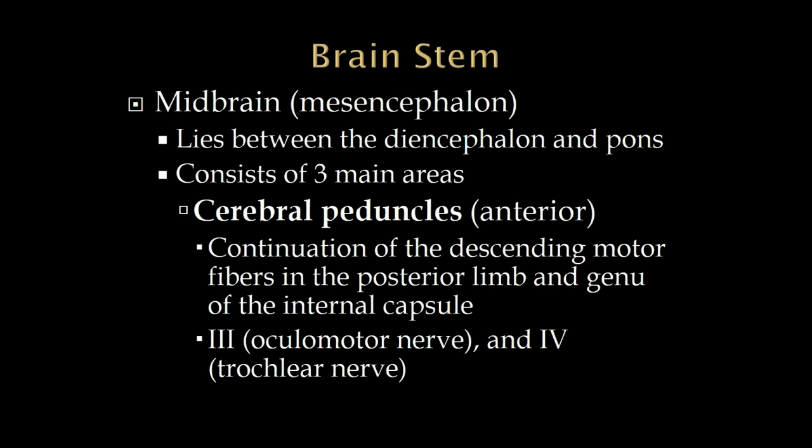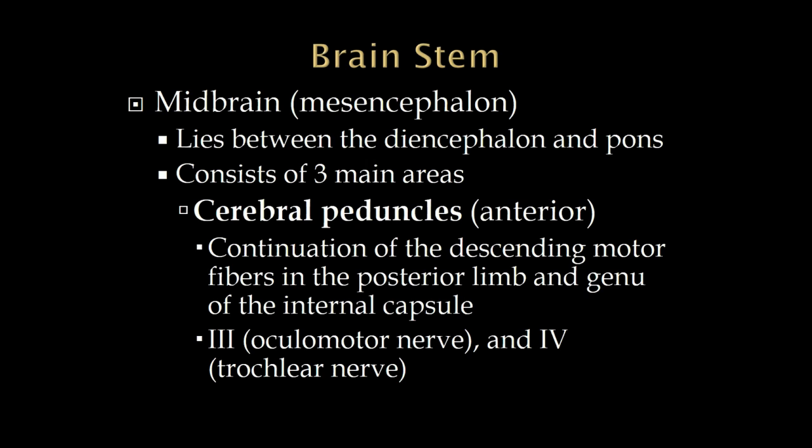All right, so the upper portion of the brainstem is the mesencephalon, otherwise known as the midbrain. It lies between the diencephalon, which we just covered, and the pons, which is just below. And there are 3 main areas of the midbrain. First, we have the cerebral peduncles. These are anterior or ventral. And the cerebral peduncle is a continuation of this pathway I pointed out in the posterior limb internal capsule.